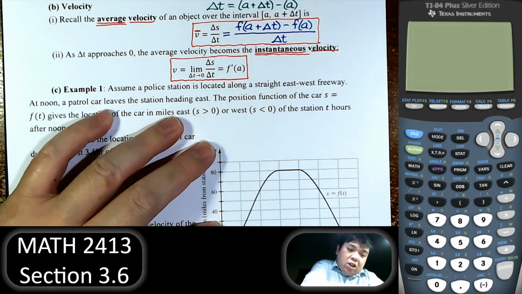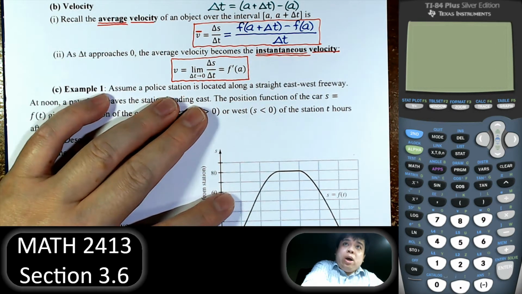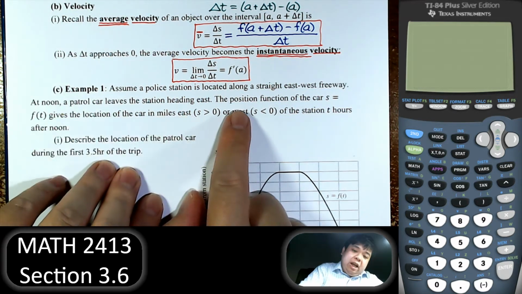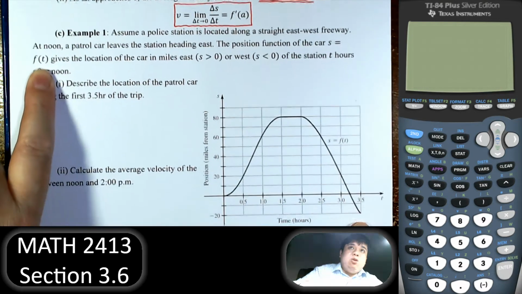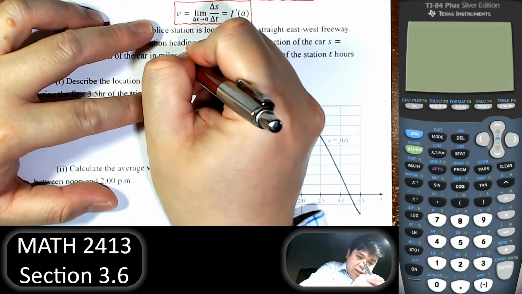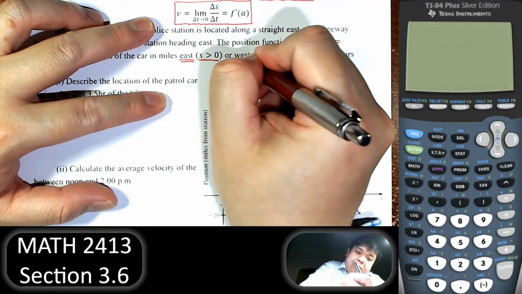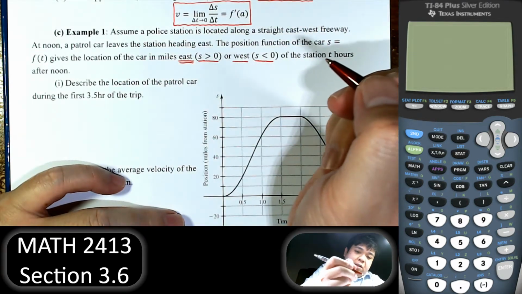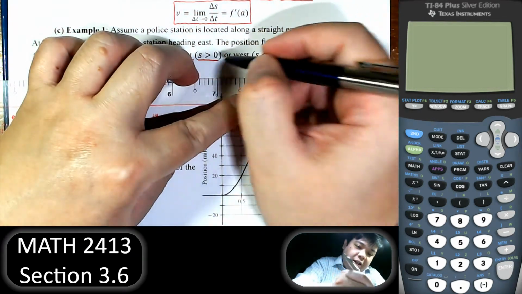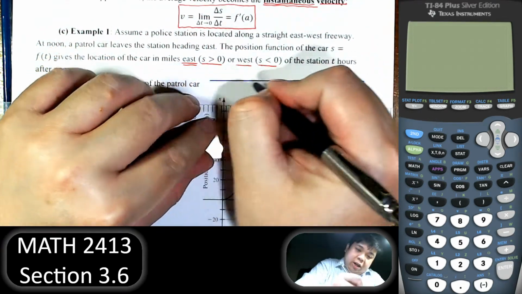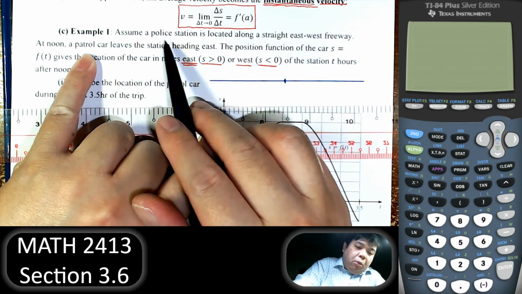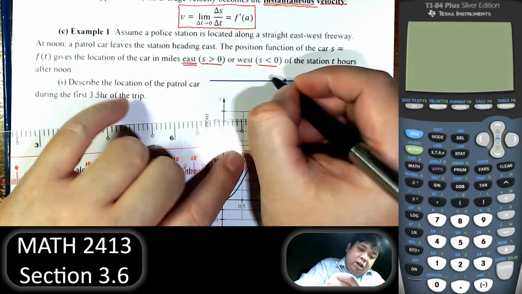Right, now look at an example. Assume a police station is located along a straight east-west highway. At noon, a patrol car leaves the station heading east, with position given by the function f of t. Of course, the graph is going to be here. If it goes east, it is going to be positive, and if it goes west, it's negative. So what we have is the highway running east and west. The police station is located in the middle. Let's say the police station is here.